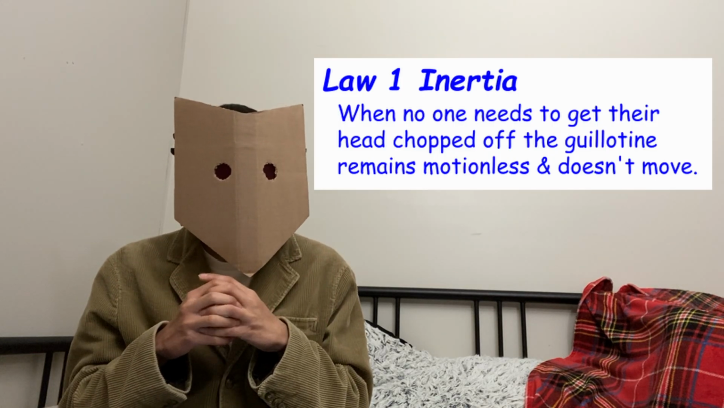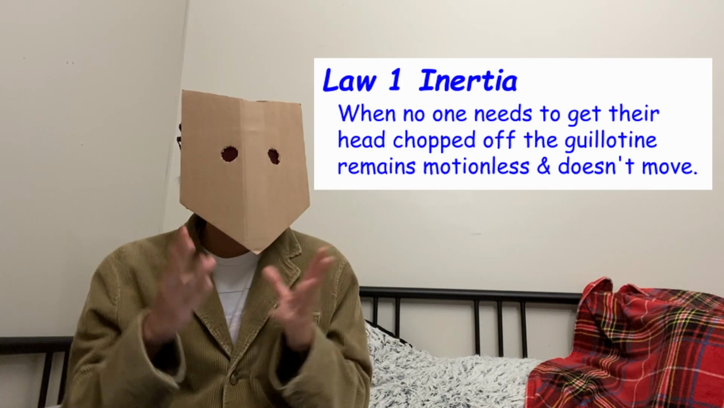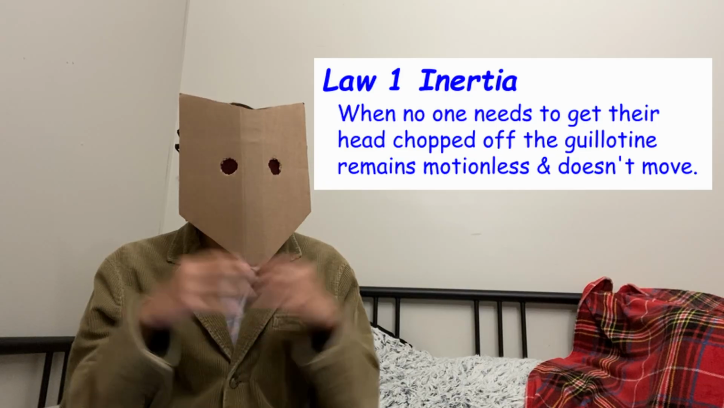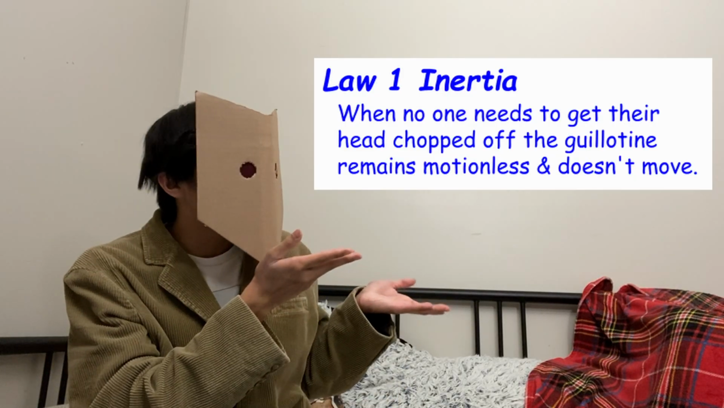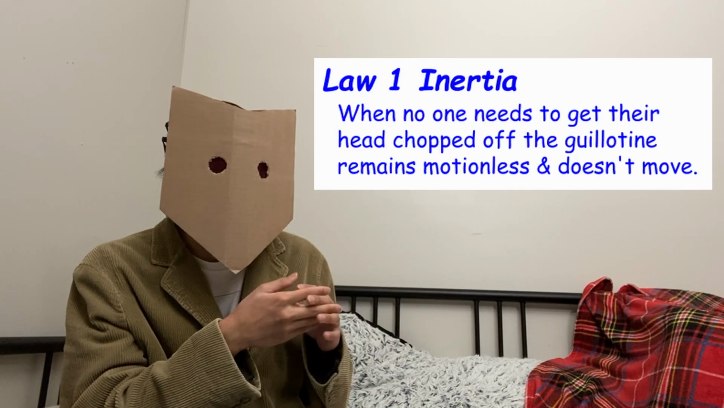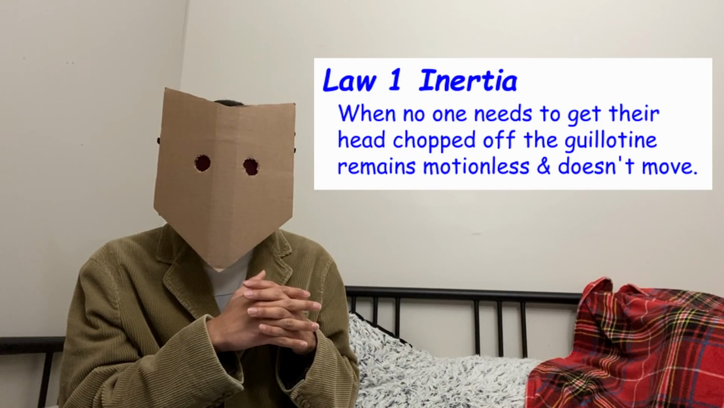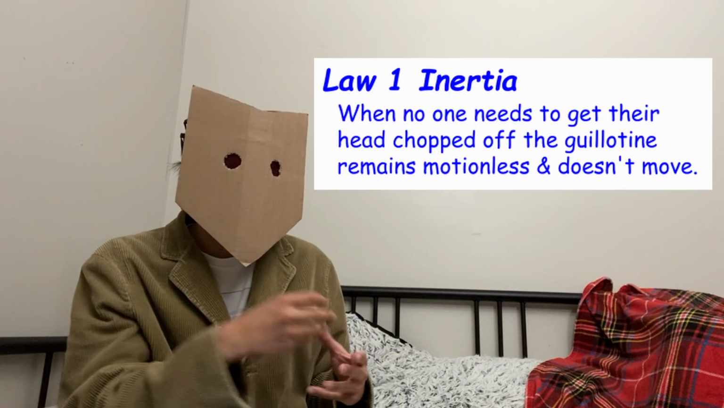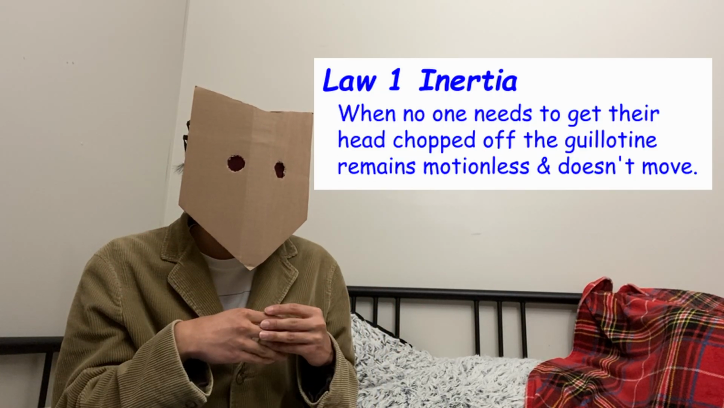Here are some of the ways the guillotine represents some of Newton's laws. Firstly, it represents inertia because when the guillotine is not in use, it's like if no force is applied to the guillotine, then it's not gonna do anything. When you're not using the guillotine to do executions, it's not doing anything.